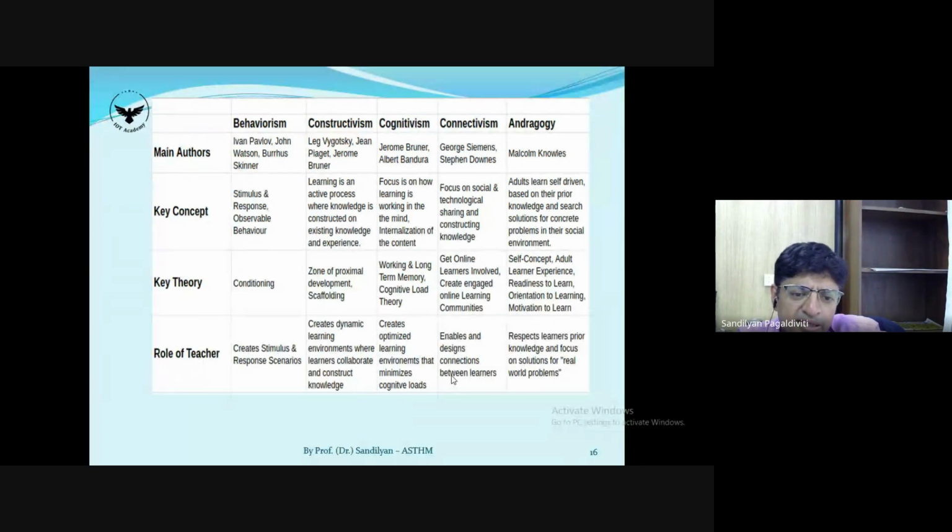So likewise, each of these theories have a particular focus point based on which the key theory has been proposed, and it also tells you, if you are using a particular theory as a teacher, what kind of role you need to adopt yourself. If you're able to get this, then we can move on to the next slide.